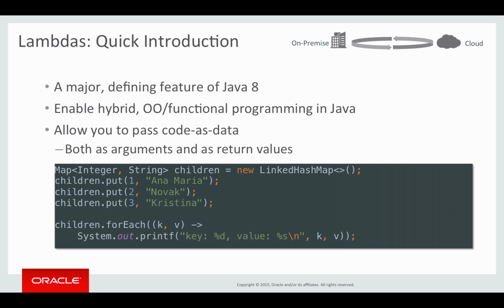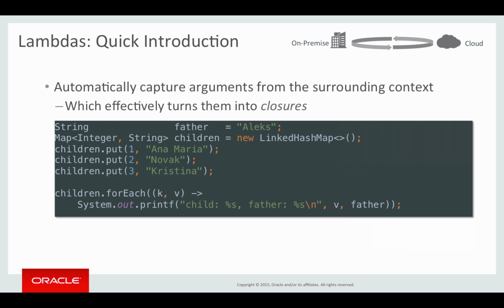Another important aspect is that Lambdas can capture effectively final variables from the surrounding context, as you can see in this example. This means that Java lambdas are closures. They can carry not only the behavior, but they can carry the state with that behavior as well. You can see in this example, the lambda passed to the forEach method captures the father variable declared in the surrounding context and prints it out.